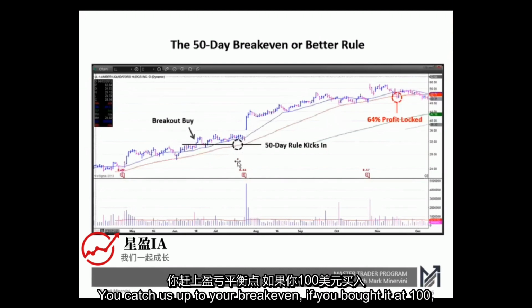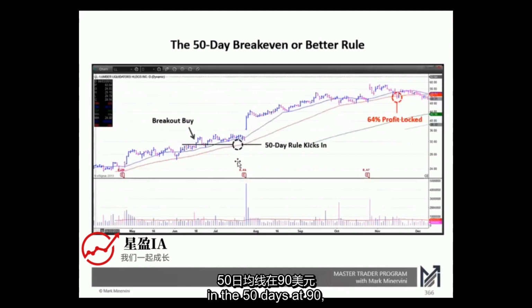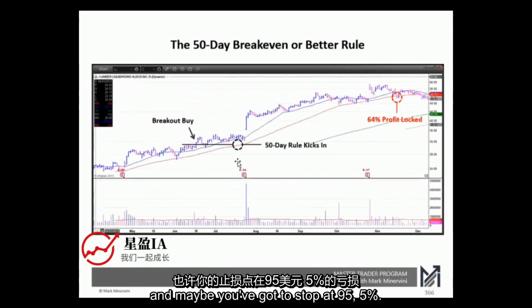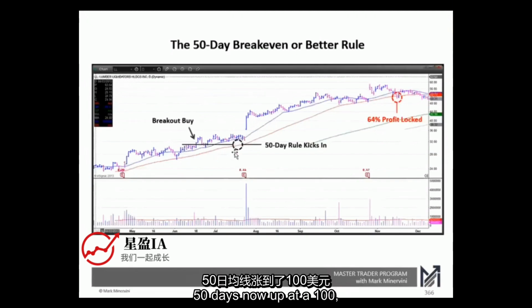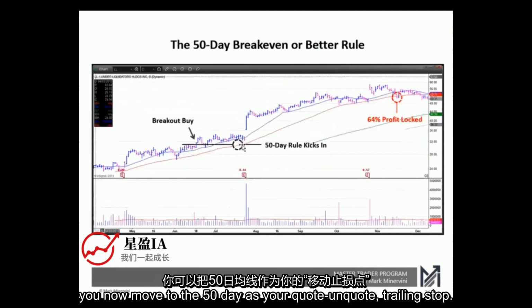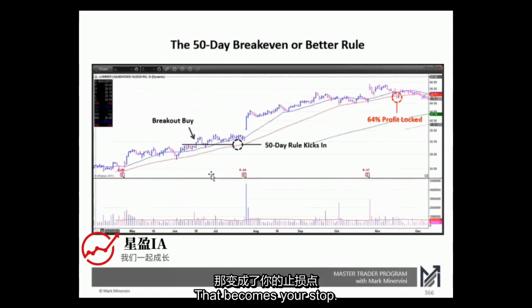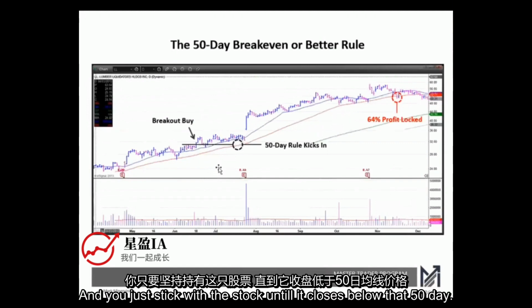It catches up to your break-even. If you bought it at 100 and the 50-day is at 90, maybe you've got a stop at 95, 5%. But now you buy it, and two weeks down the road, the 50-day is up at 100. You now move to the 50-day as your quote-unquote trailing stop. That becomes your stop, and you just stick with the stock until it closes below that 50-day.